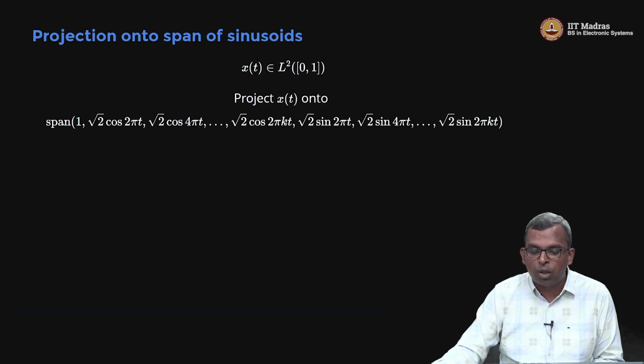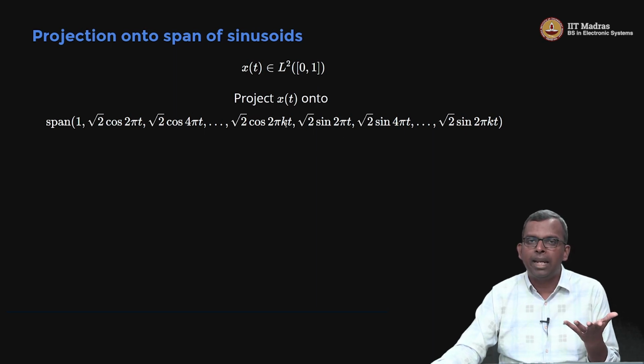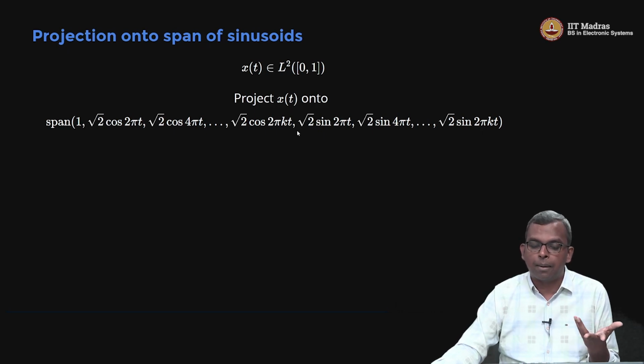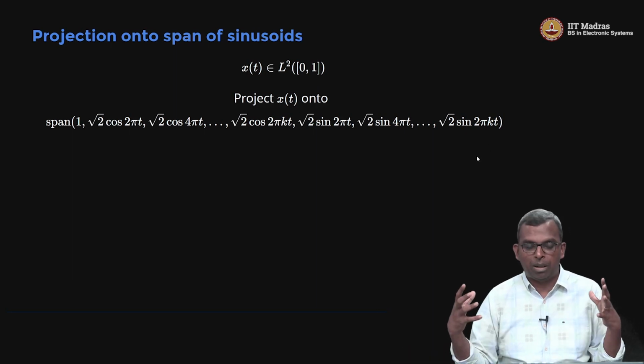Of course, you can pick k to be arbitrary. So I start with 1, and then I have cos 2 pi t, sin 2 pi t, then cos 4 pi t, sin 4 pi t, and so on till cos 2 pi k t, sin 2 pi k t. K will be some integer. K could be 0, which means there will be only 1 here. If k is 1, you will only have cos 2 pi t and sin 2 pi t. If k is 2, you will stop at cos 4 pi t, sin 4 pi t. K equal to 5 means you will stop at cos 10 pi t, sin 10 pi t. So this defines a span of a bunch of sinusoids.